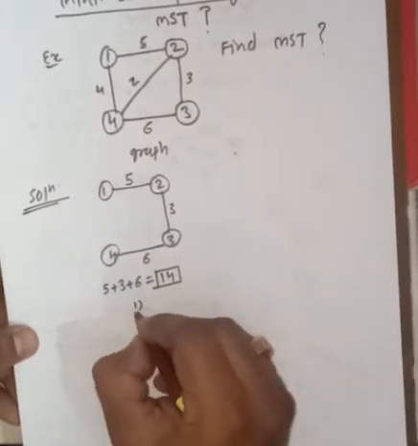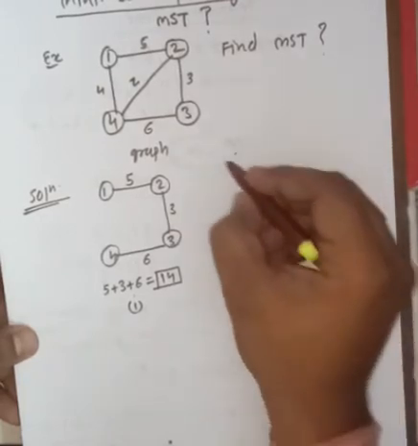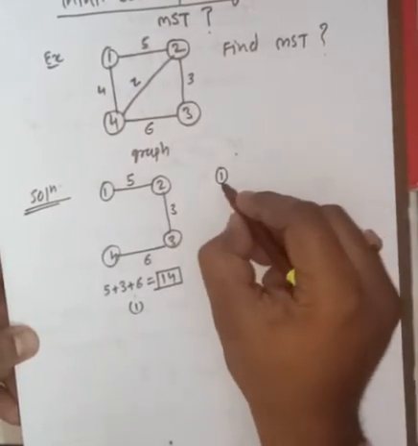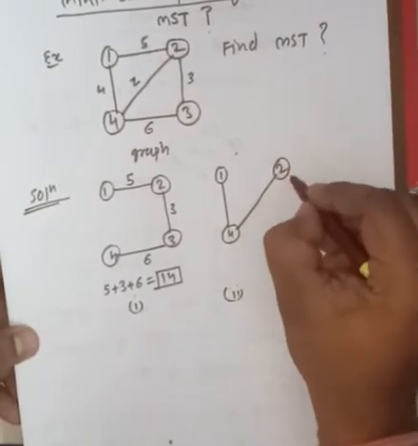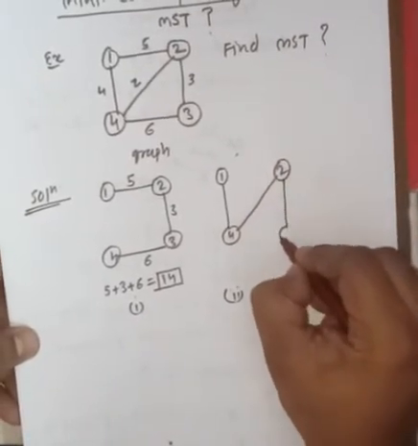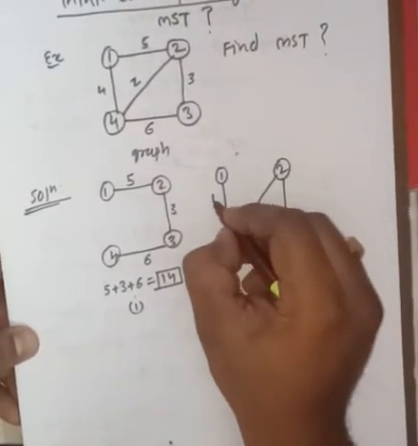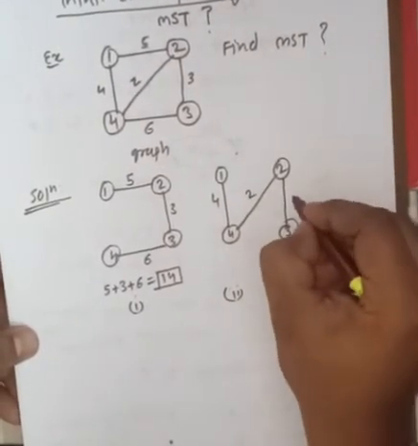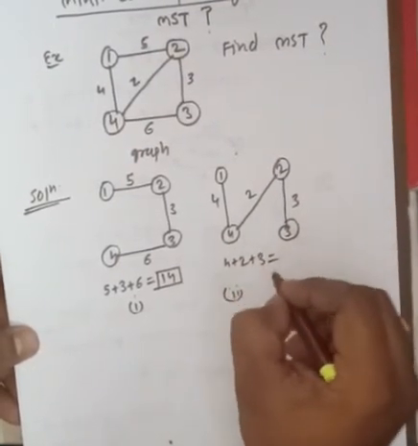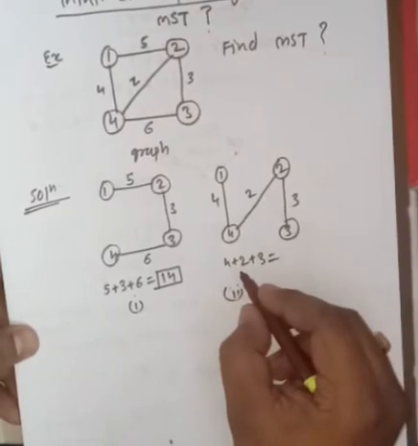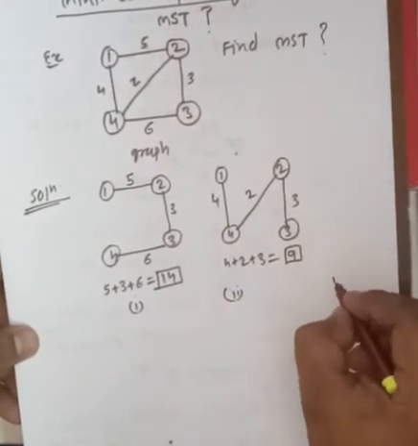Then again we can have another spanning tree. We can start with 1, come to 4, then go to node 2, then come to node 3 via node 2, and just mention the values. So for this tree, the cost is 4 plus 2 plus 3, so this comes to 9.